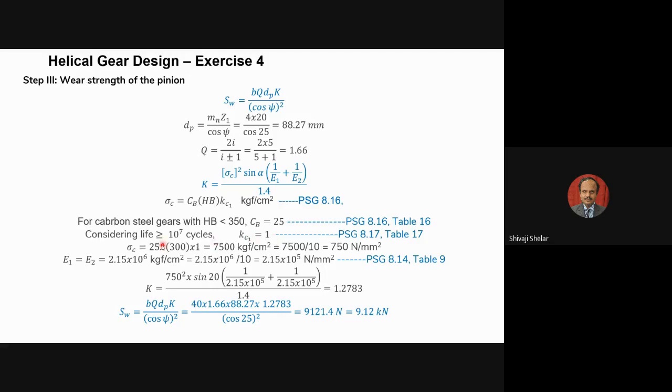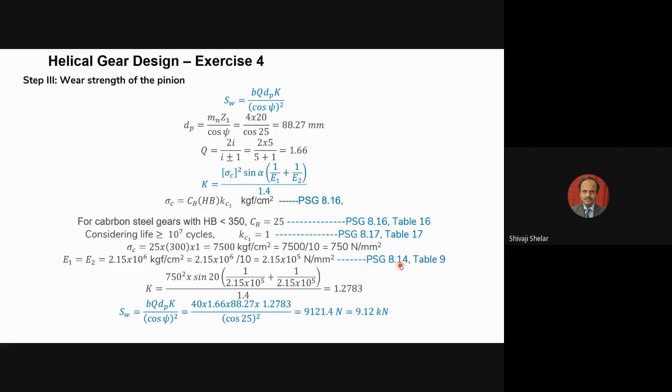From this we calculate the sigma c value, which first comes out in kgf per centimeter square; we convert it into Newton per millimeter square, and that comes as 750 Newton per millimeter square. From that we can now calculate K by putting in the values of sigma c and others. Sigma c is equal to 750, alpha is equal to 20. This value is also available from the table, from PSG table 9. I already demonstrated this in the previous lecture, so I am not repeating it.